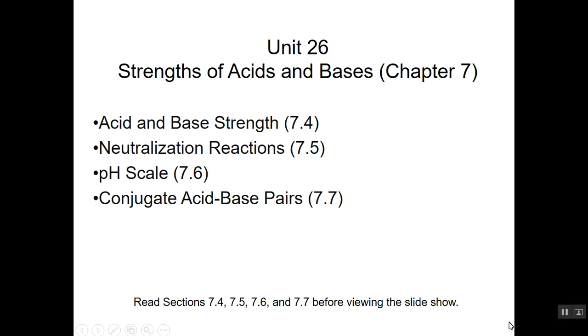An acid, we saw a little bit in the earlier unit, is something that gives up a hydrogen ion. And what we're looking at now is the strengths of acids and bases. We'll visit a little bit about what we call neutralization reactions, look at the pH scale, which you've certainly heard of at some point, and visit about the idea of conjugate acid and base pairs.